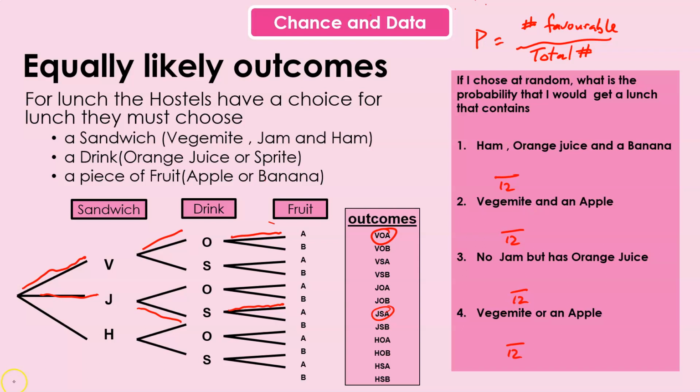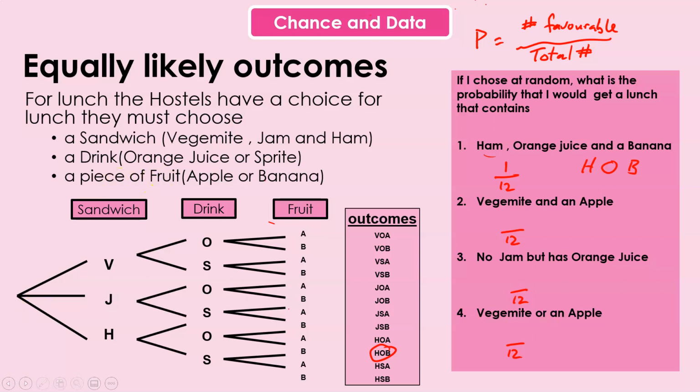So for our first question 1, we're looking for the favourable outcomes for ham. So in other words, ham, orange juice, and banana. So looking down our list, we can see that there is 1 ham, orange juice, and banana. So the probability is 1 out of 12.